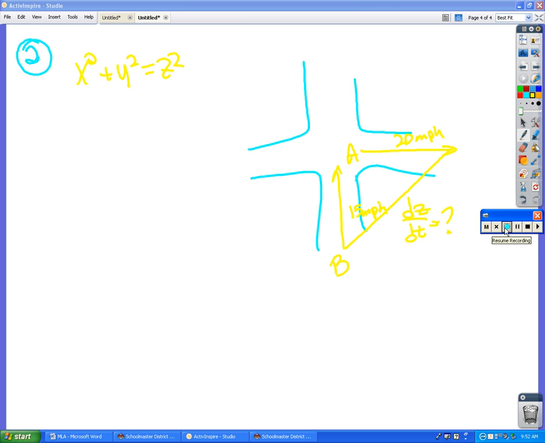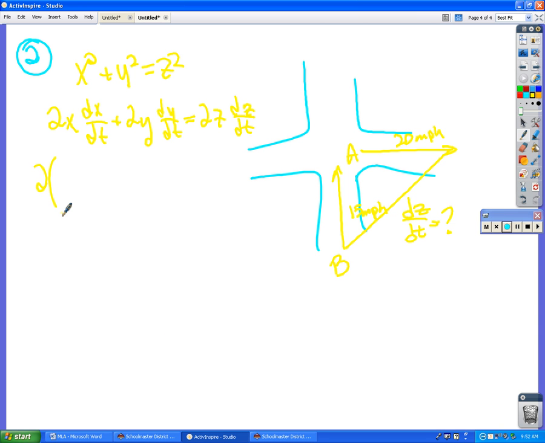Okay, so now we have to do what? Take the derivative. So it is going to be 2x dx/dt plus 2y dy/dt equals 2z dz/dt. Okay, so now we just have to plug some stuff in. So 2 times what's x? 0.3, because that's the distance car A is from the intersection. The dx/dt is 20, plus 2 times 0.4 times 15 equals 2 times, now we have to figure out z.